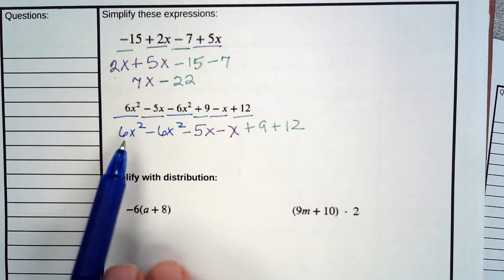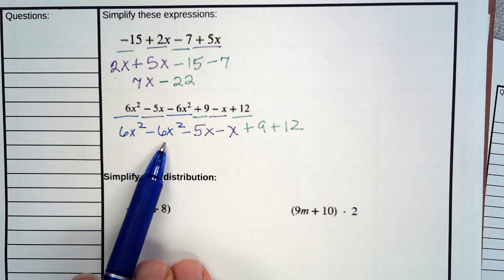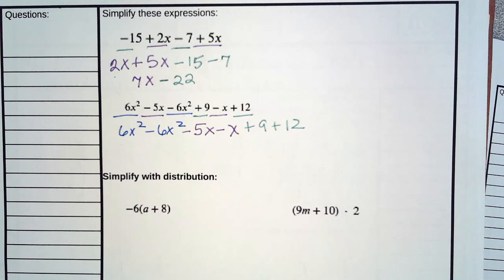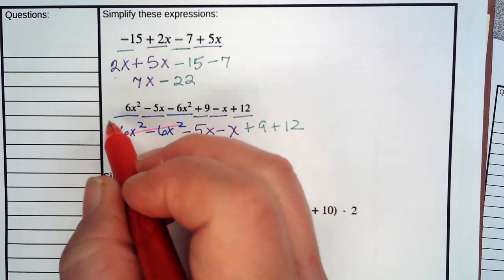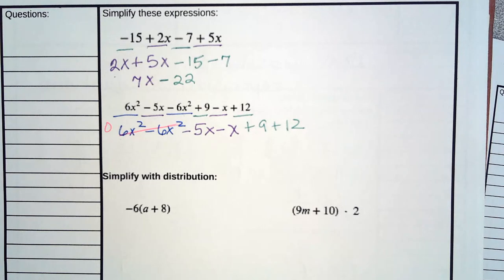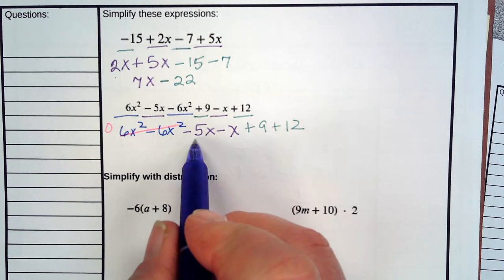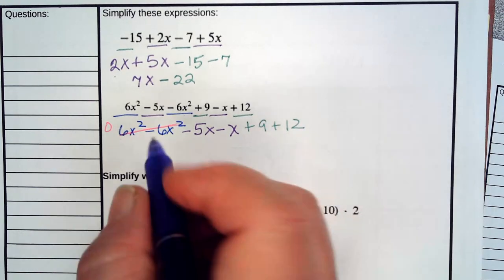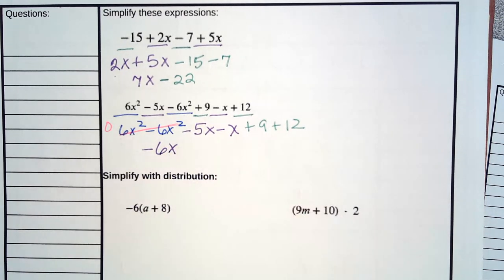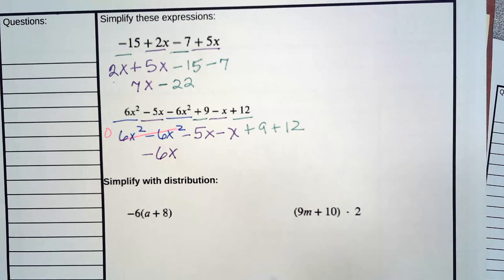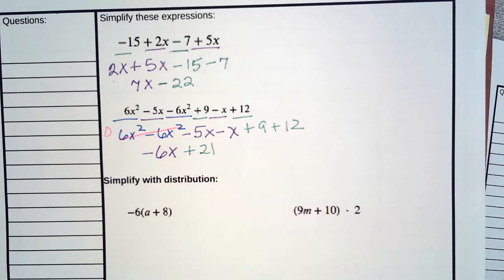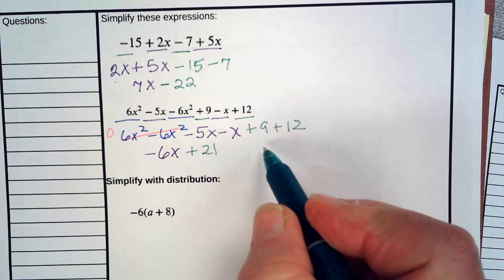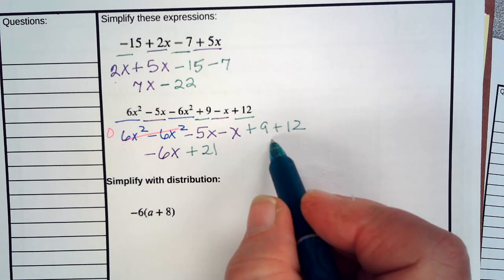So, combine it all together. 6x squared minus 6x squared. Any number minus itself is what? This equals 0. So I don't need to worry about it. It has zeroed itself out. Okay, negative 5x minus x. This is negative 5. I'm subtracting 1 more. Negative 5x minus 1x is negative 6x. Then 9 plus 12 is 21. How did I get that so fast? Because my brain goes to, if it was 10 plus 12, it would be 22, but it's 1 less.